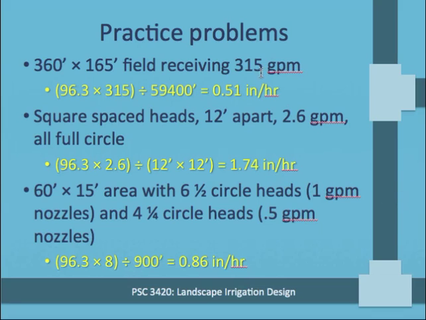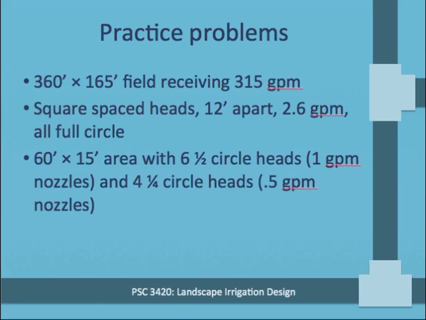Okay? In both of these cases, you're essentially dealing with square or evenly spaced heads, but you very often may be dealing with a situation where you have an irregularly shaped area. Now in that case, let's consider this example. So a 60 by 15 foot area with 6 heads that are half circle, having a flow of 1 gallon per minute each, and 4 heads that are quarter circle, having a flow of half a gallon per minute each.